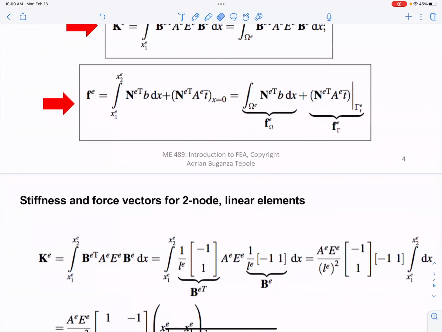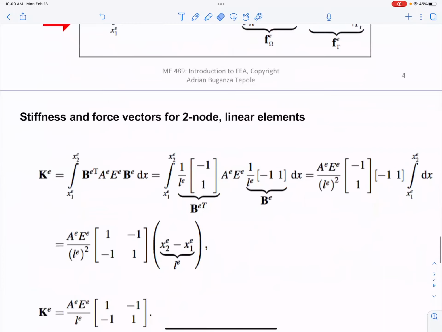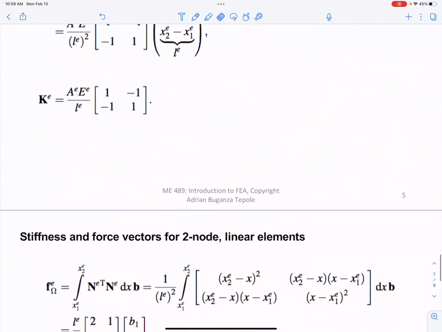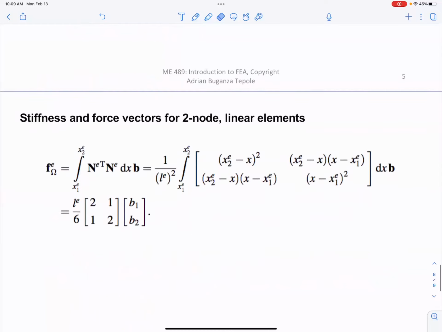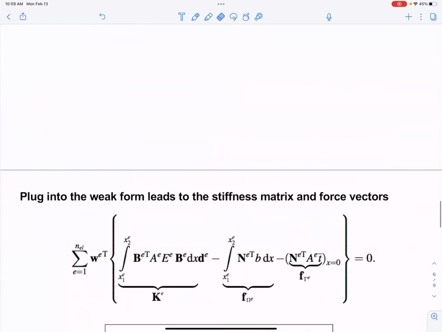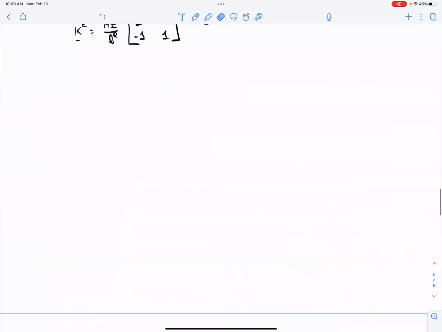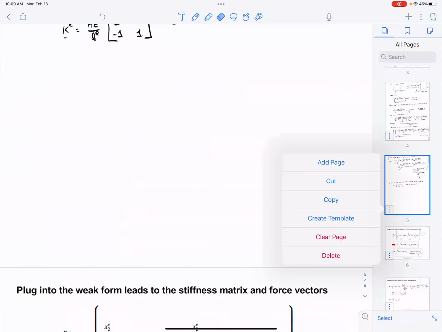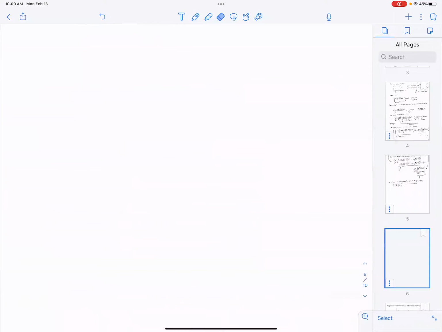A note about this. I'll leave this for the end. I'll do one more thing before I go to that one. All right, so at this point, we have for a given element, I haven't done the assembly, which is the last thing that I need to do.